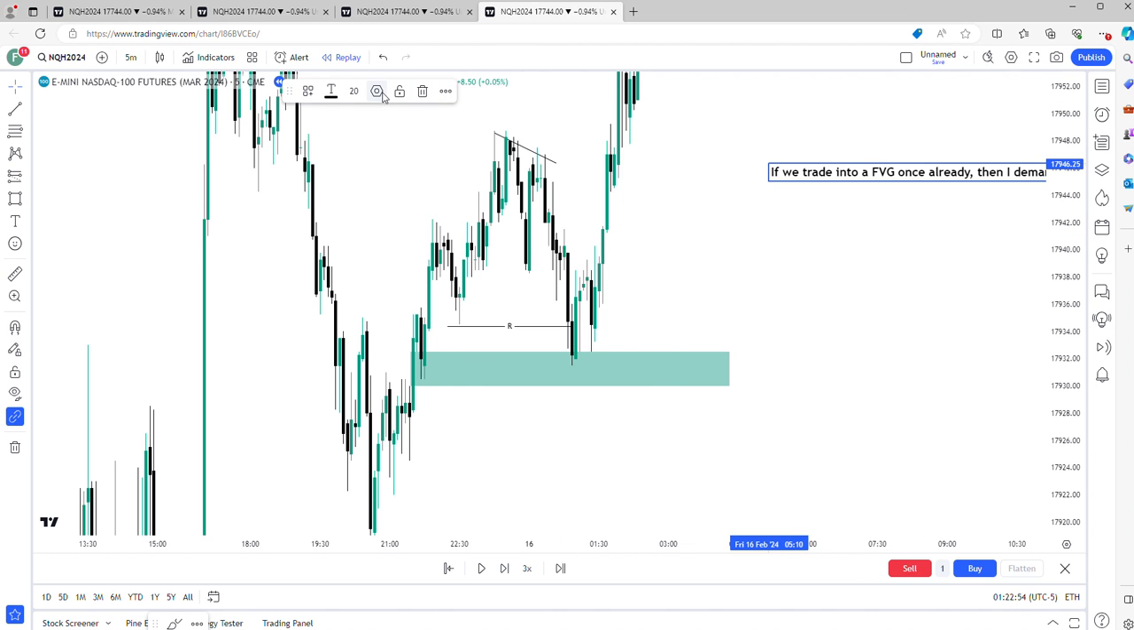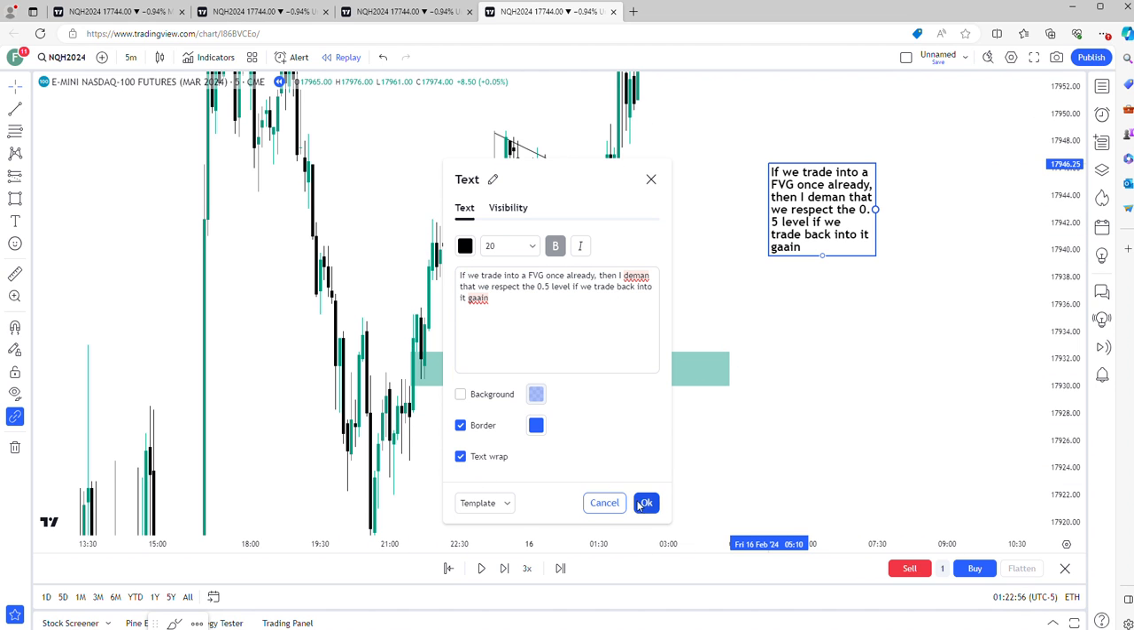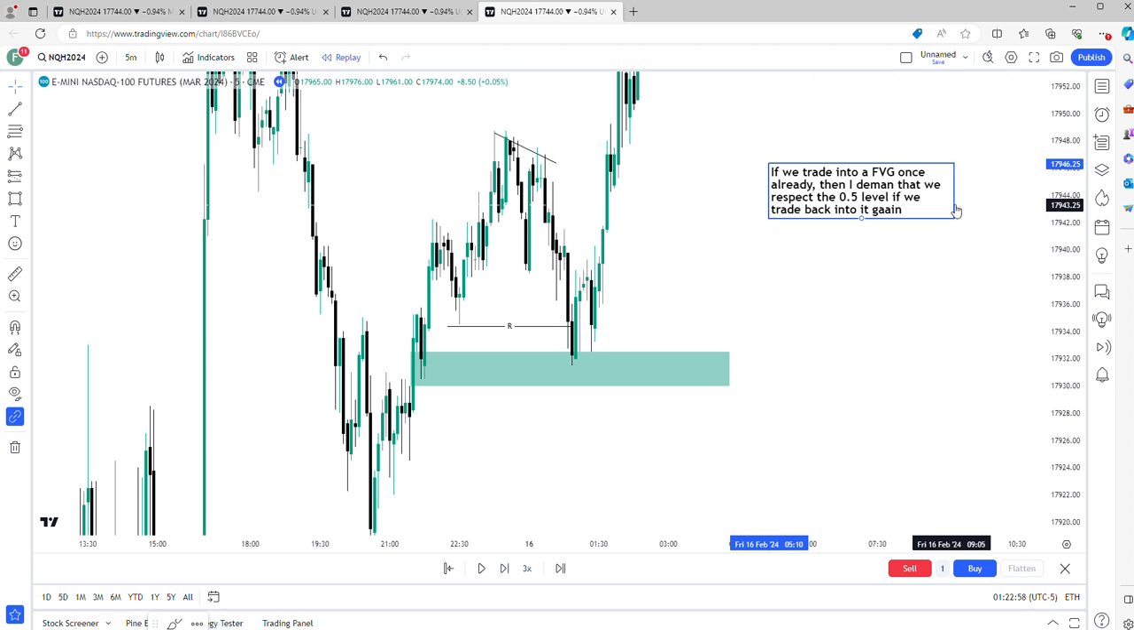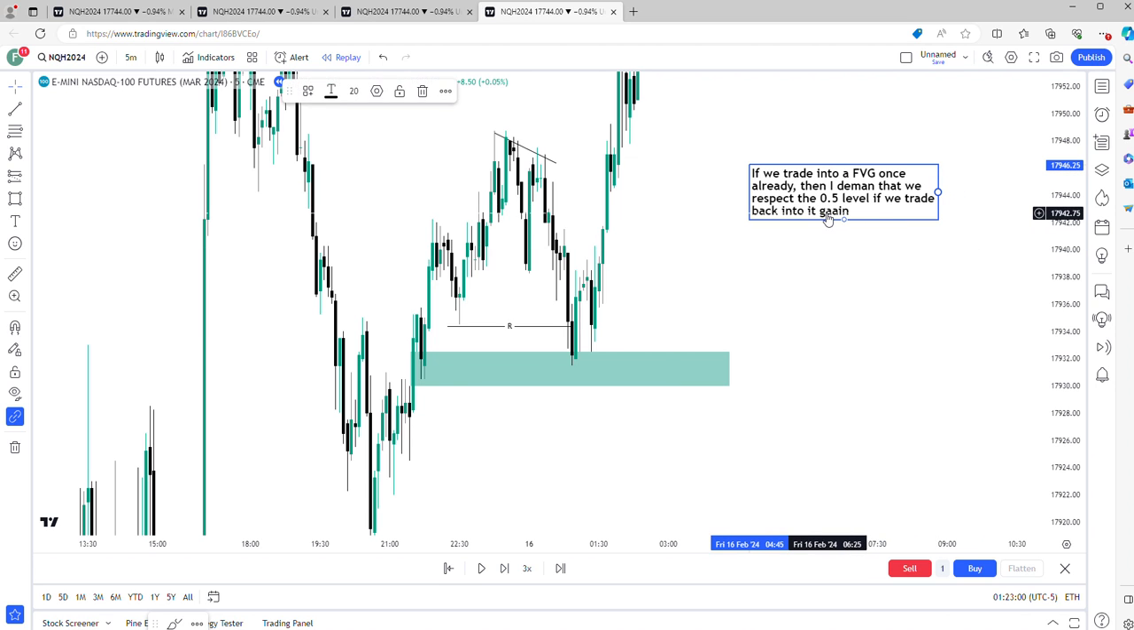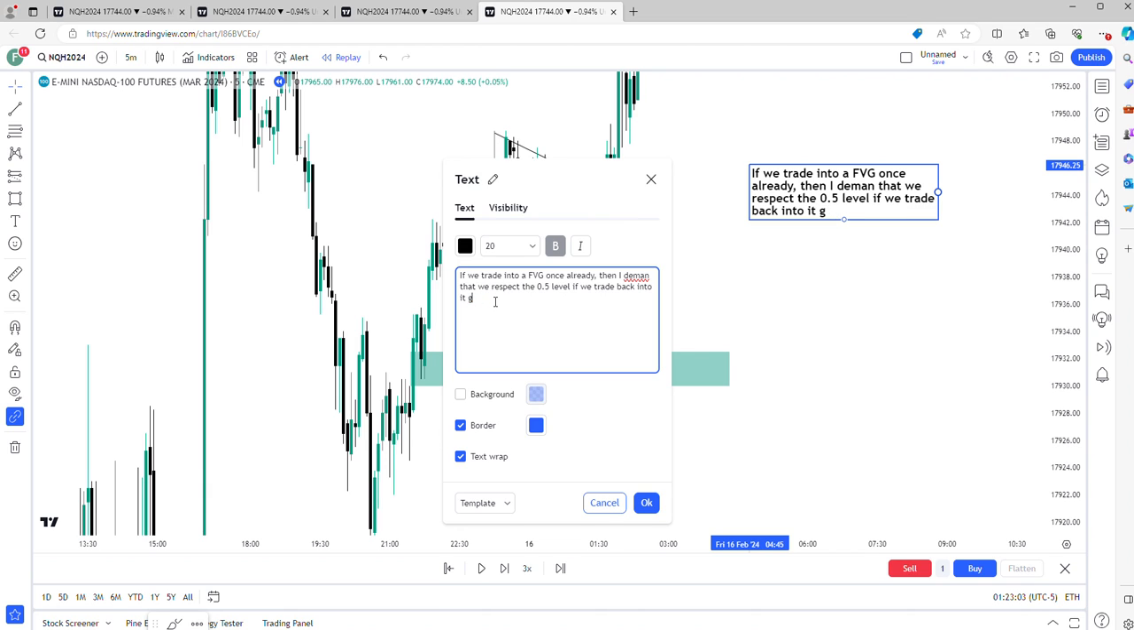And let me just get that text wrap up so you guys can see. And this is kind of what I'm focusing on. So again, if we trade into a fair value gap once already, then I demand that we respect the 0.5 level if we trade back into it again.